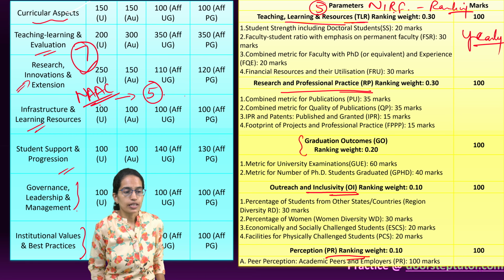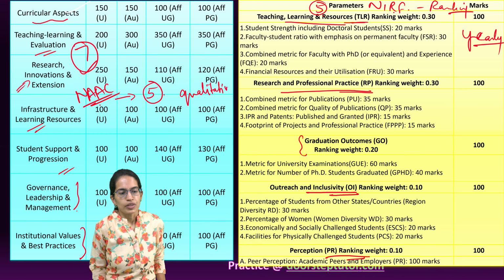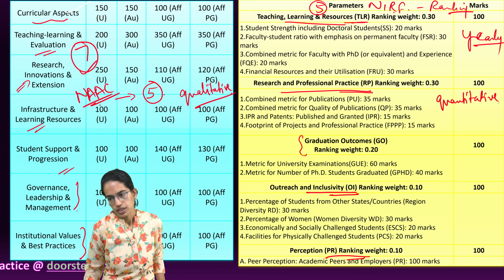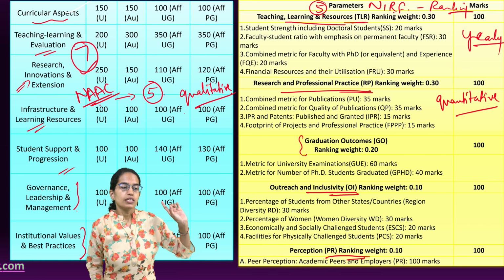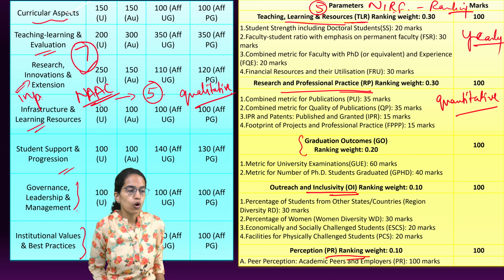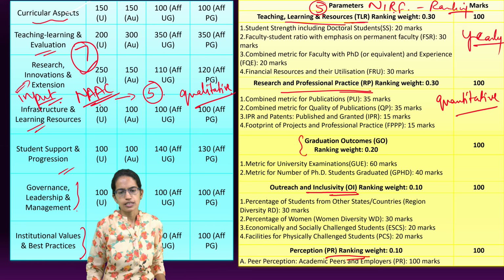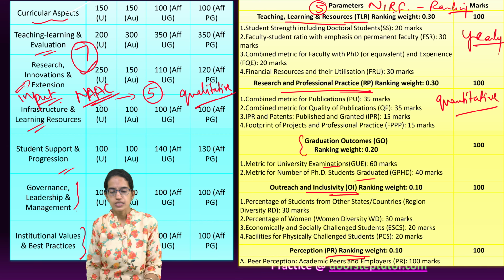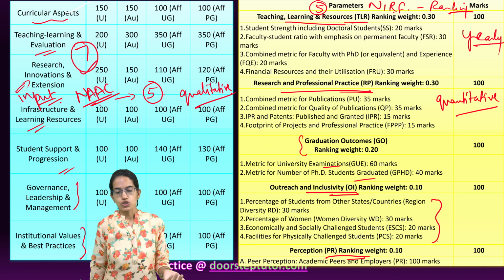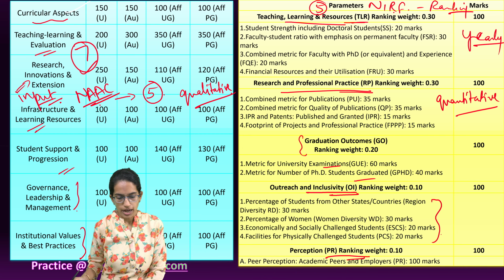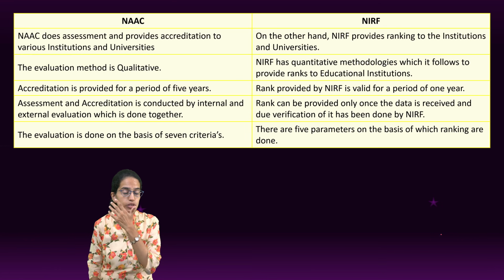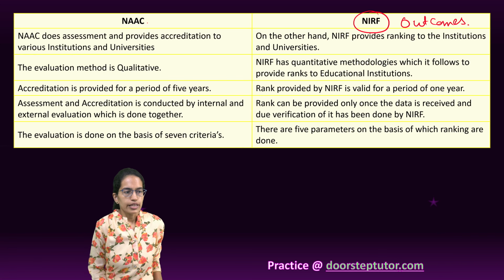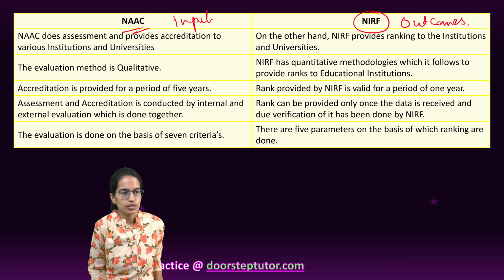NAAC scores are based on qualitative understanding. However, NIRF rankings are based on quantitative outcomes. Again, a major difference in their study. Since NAAC is predominantly based on input parameters, and as you can see, output, number of publications, how many students graduated, how many PhD students are there, what are the percentage of women, other category students, and the peer academic reviews. So therefore, NIRF ranking focuses on outcomes. NAAC focuses on inputs. Right?